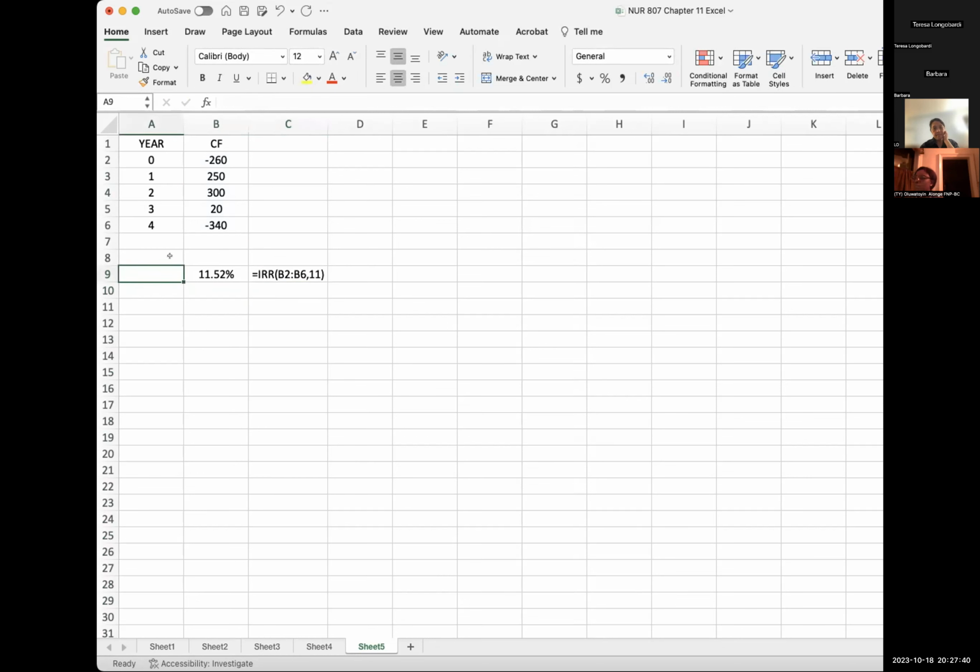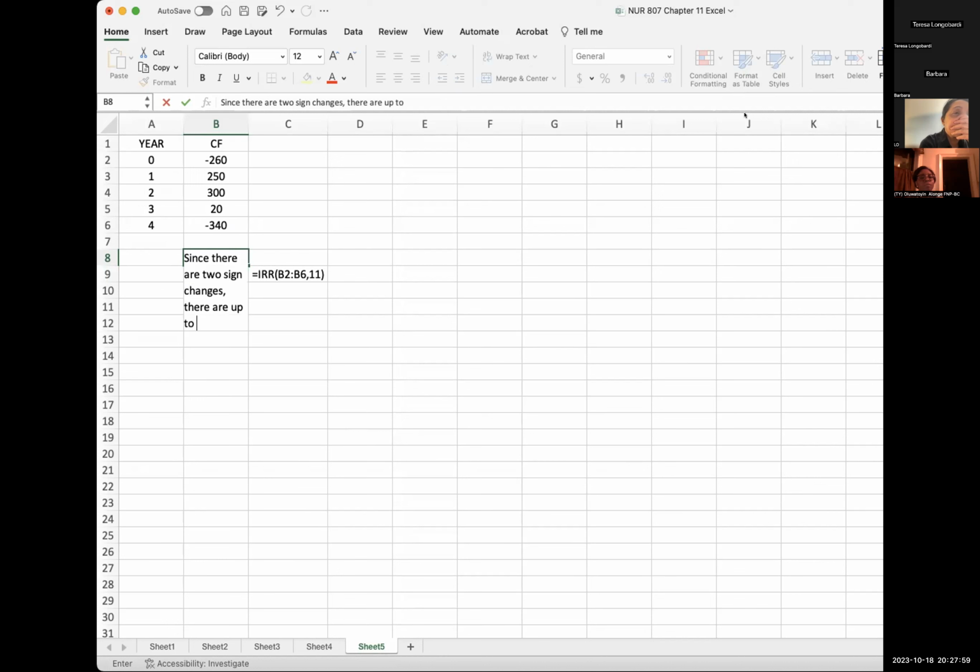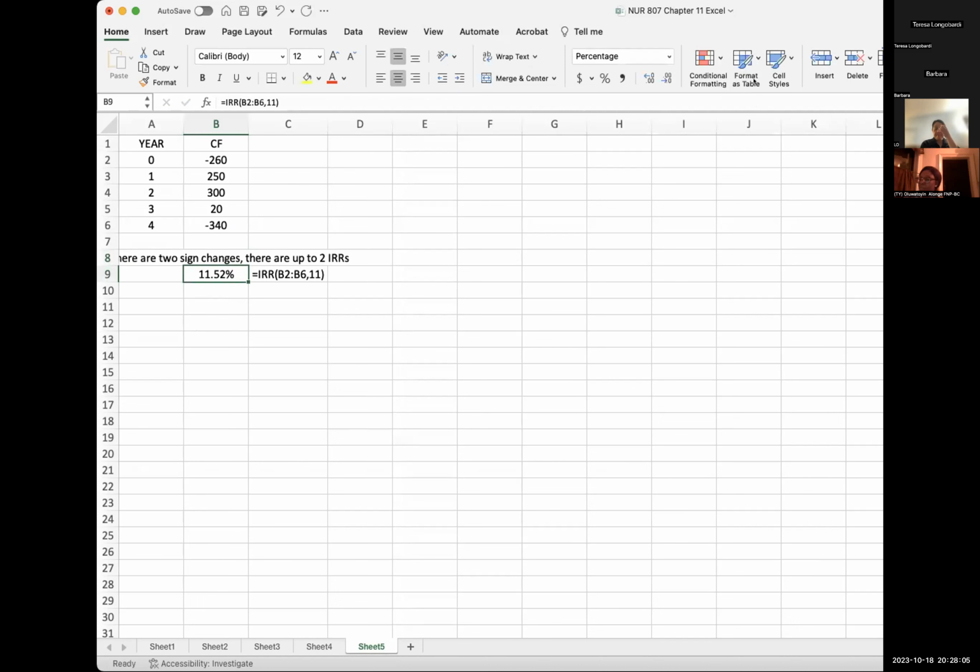So this is going to be, let's step through this. Since there are 2 sign changes, there are up to 2 IRRs. So we found one and we got to try and look for the other one. So I'm going to do the same thing, but I'm going to change the number.